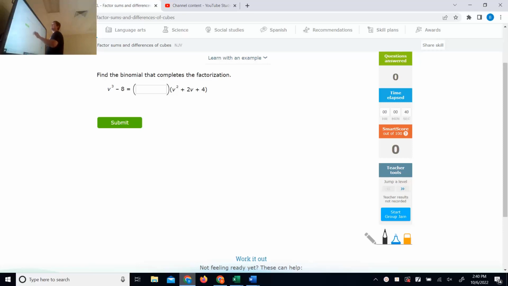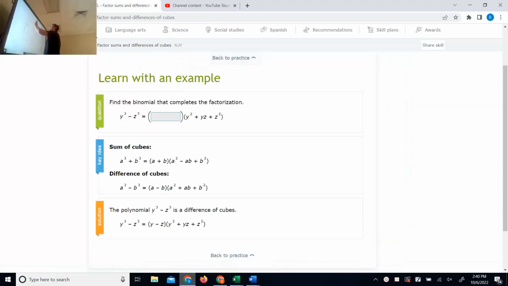This particular one is an a cubed minus b cubed pattern. It's something cubed minus something else cubed. Something cubed minus something else cubed always factors as a minus b times a squared plus ab.